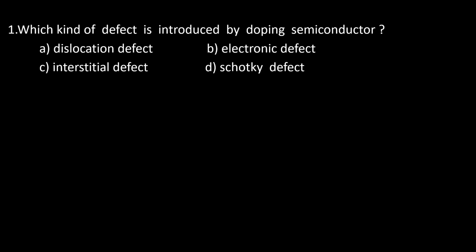Dear friends, when the extrinsic semiconductor is doped with a suitable element, either an N type semiconductor or a P type semiconductor is formed, depending upon the nature of the impurity or the element that is going to be added to the extrinsic semiconductor. So here the correct option is the B option, that is electronic defect.